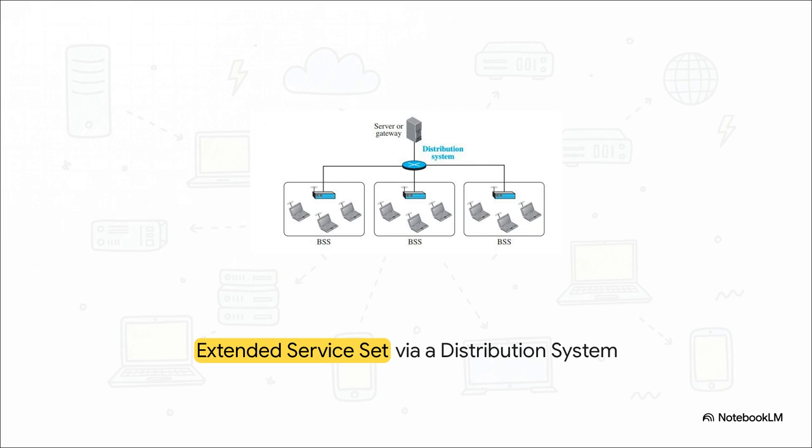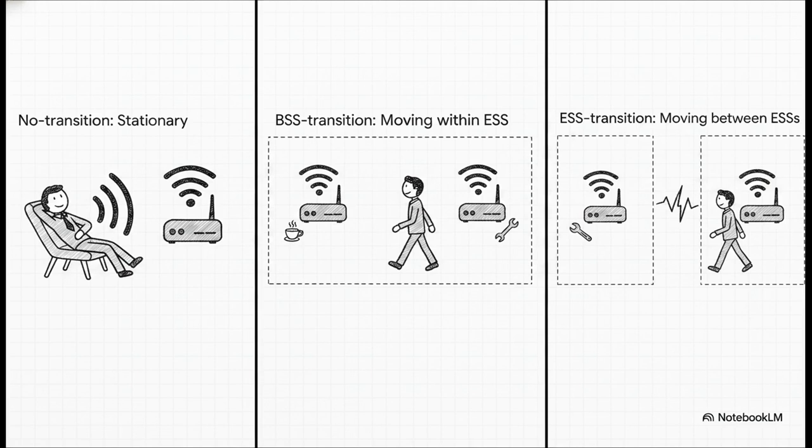Now here's how we scale up from a small town to a huge metropolis. When you have a sprawling corporate campus or a big university, a single BSS just isn't going to cut it. Multiple BSS neighborhoods connect via a wired or wireless distribution system. This overarching structure is known as an Extended Service Set, or ESS. It allows mobile stations to exist inside a BSS, while the access points themselves act as stationary nodes, keeping the whole shebang connected.